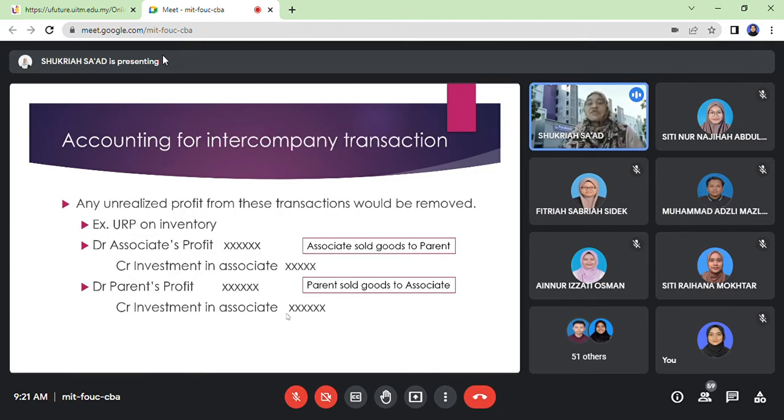Okay, let's look at the accounting treatment. Any unrealized profit related to the transaction would be removed. Remove to where? Remove to investment in associate. Remember, investment in associate, which is the item that should be reported in the SOPI, can be increased or decreased. So one of the events that may affect the total amount of investment in associate comes from sales of asset.